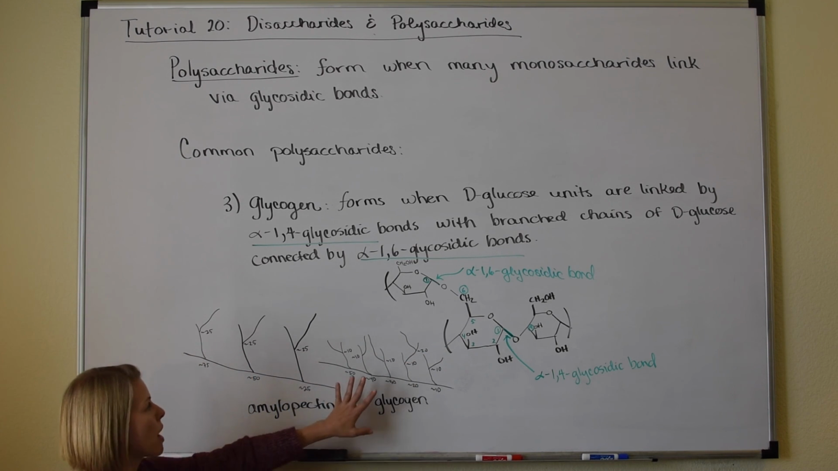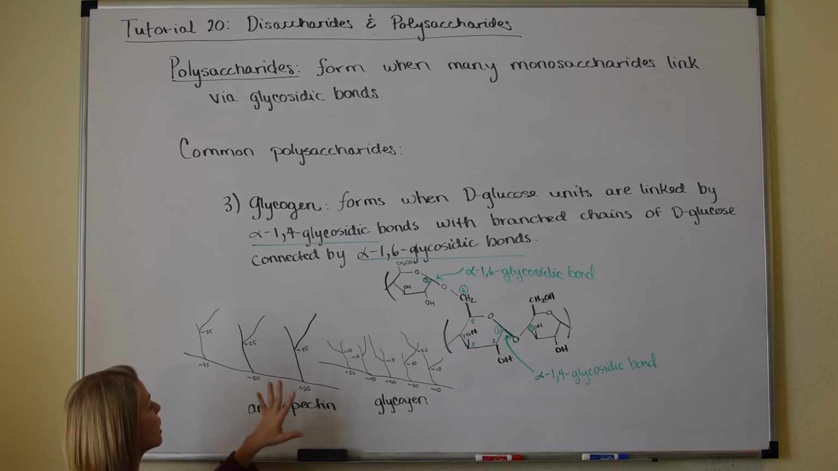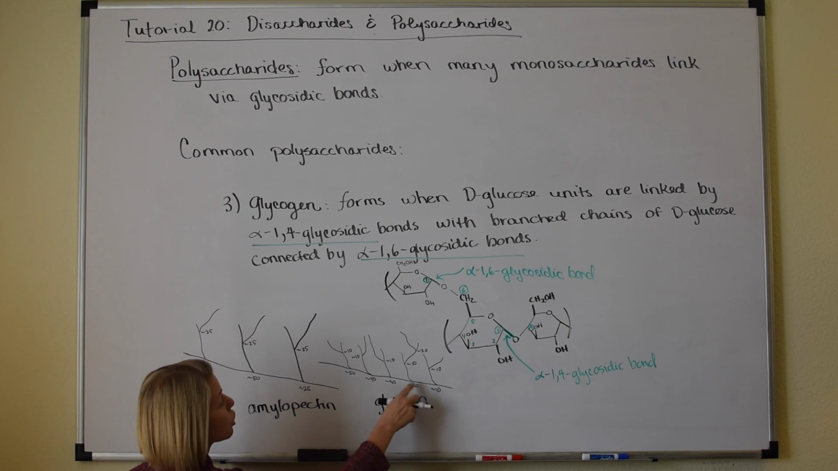So you can see a much more branched structure, much more highly branched structure in the glycogen than you do in the amylopectin. Again, about 2 to 3 times as many branches coming off of your primary chain.